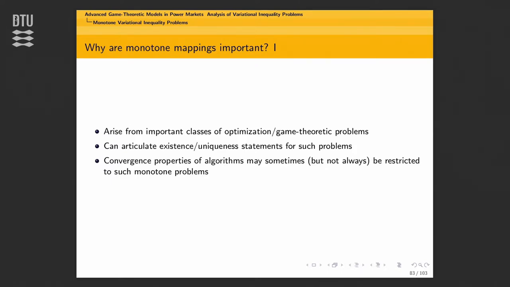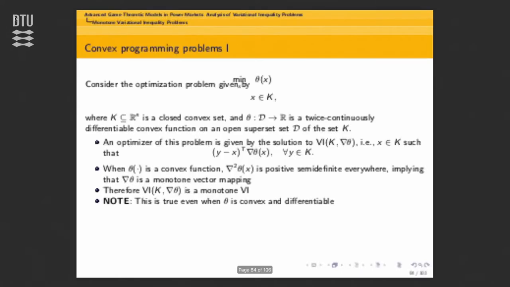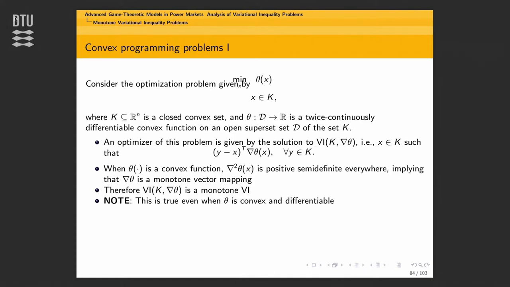But most of the ones I'll talk about require monotonicity. Okay, so let's use convex optimization to quickly figure out the motivation. Consider the optimization problem given by minimize theta of x, where x lies in K.